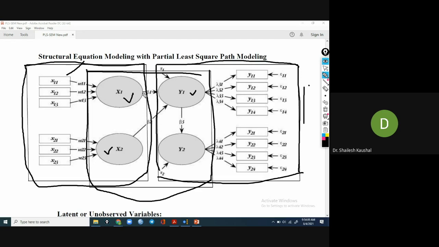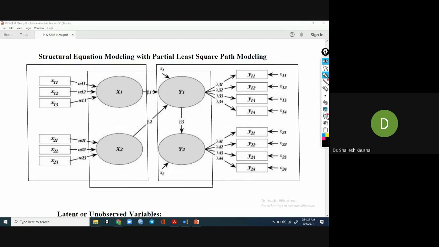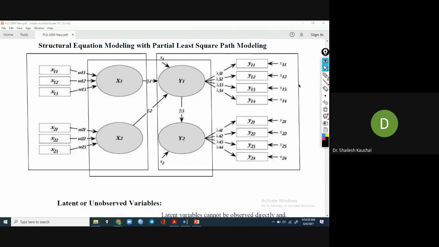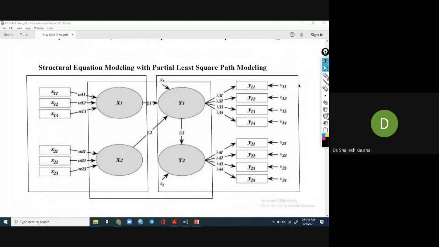But when we find the relationship of x1 with y1, or y1 with this one, then it is the same as a structural model, because it is a dependence relationship. So it is known as the inner model. So there are two types of model: one is the inner model, and another is the outer model.